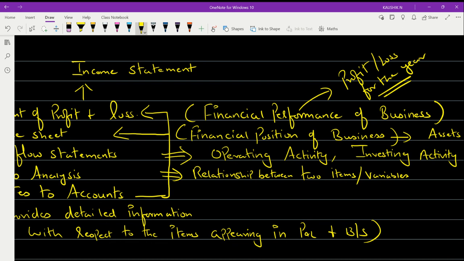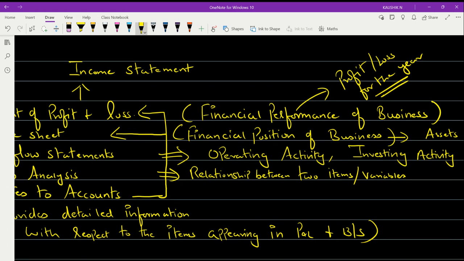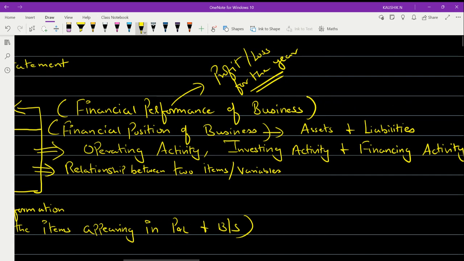And here also in ratio analysis, to put it in simple terms, ratios are basically of four types.